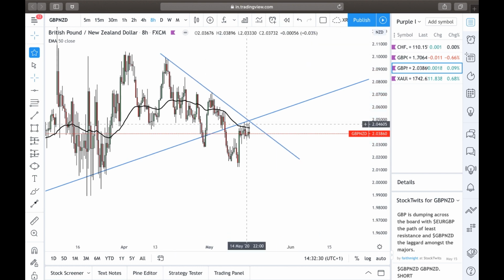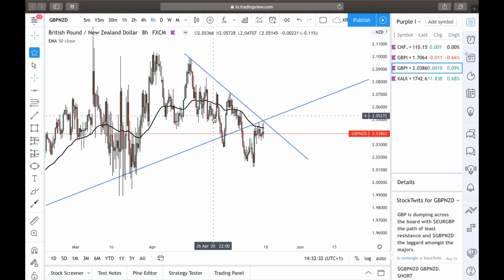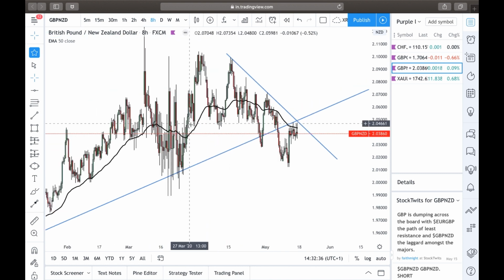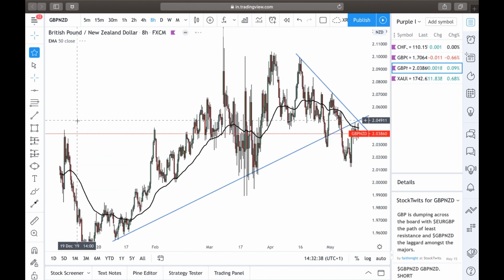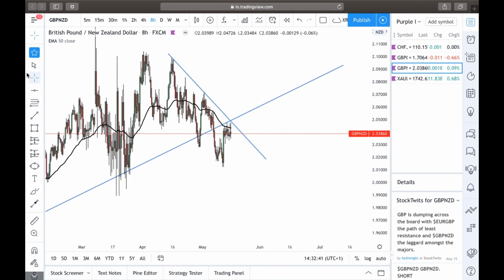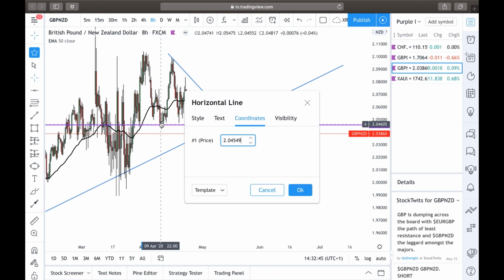So here we have structure, because look, support, resistance. So this is a structure level. So I'm gonna stick on my thing. What's it called? Stick on the thingy. What do you call it? Horizontal line.